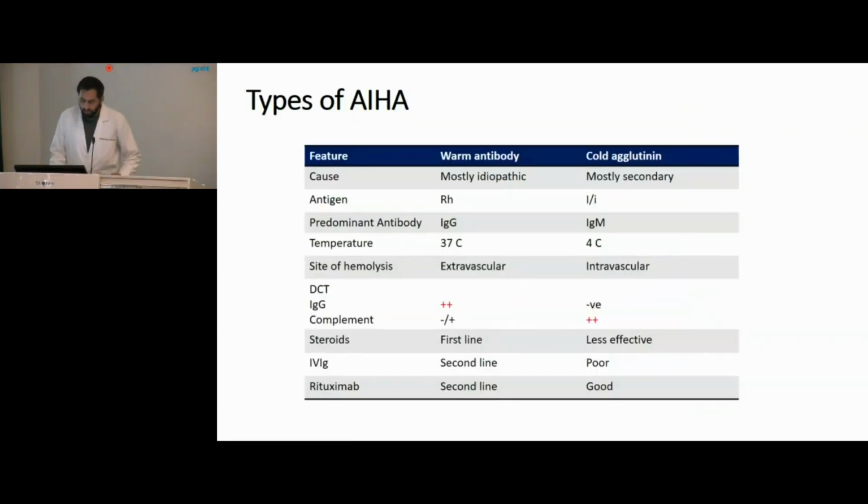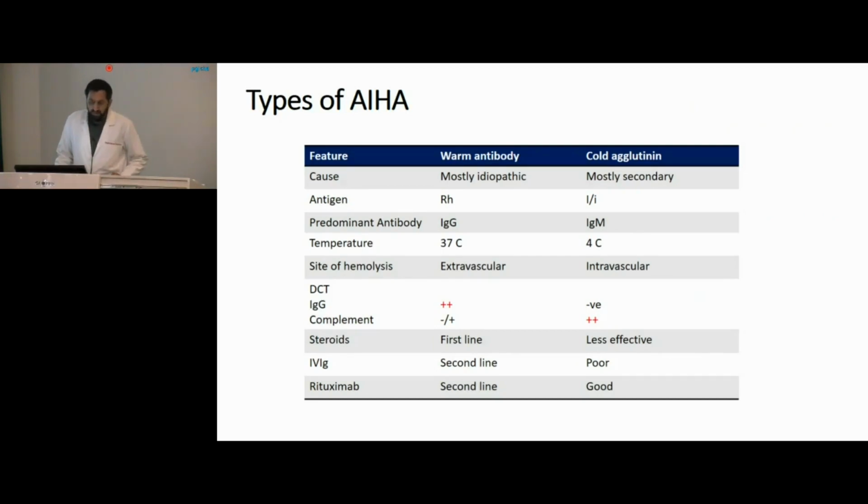Also, the predominant antigen in case of warm is Rh, and in case of cold it is capital I and small i. Predominantly IgG is involved in warm, and in cold it is IgM. Lysis occurs at body temperature, that is 37, in warm, and in cold agglutinin it occurs at a low temperature. Site of hemolysis is extravascular in warm and intravascular in cold. In warm antibody, DCT is positive for IgG, and in case of cold agglutinin, it is positive for the complement.